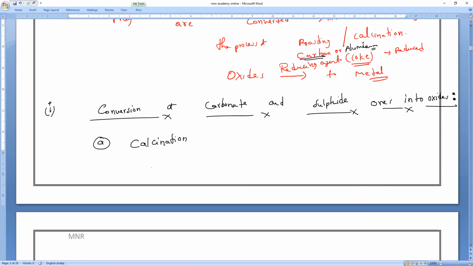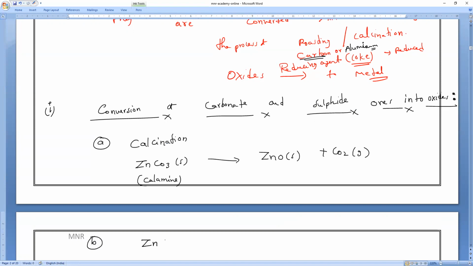So calcination means, let me take first zinc carbonate. What is the zinc carbonate formula, everybody? ZnCO3. What is the common name? Calamine. Which gives you zinc oxide plus carbon dioxide. Okay, I got it.